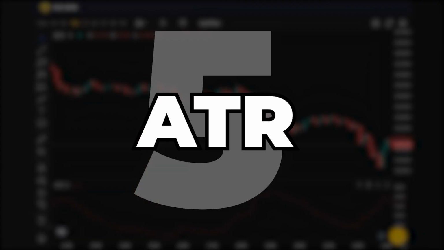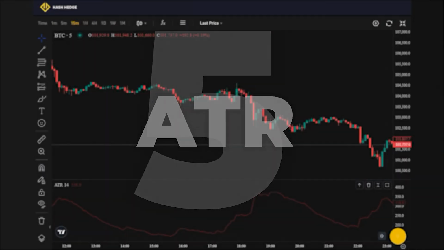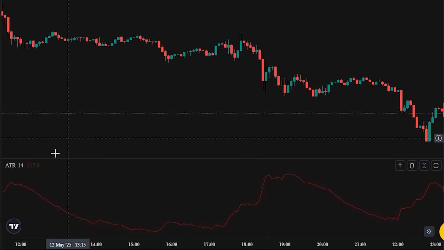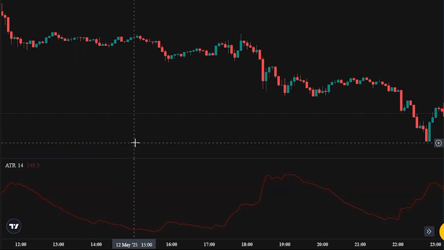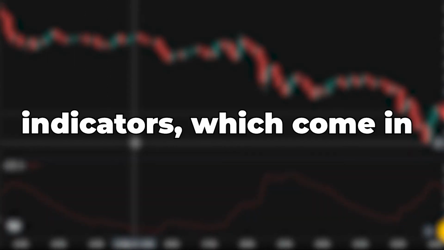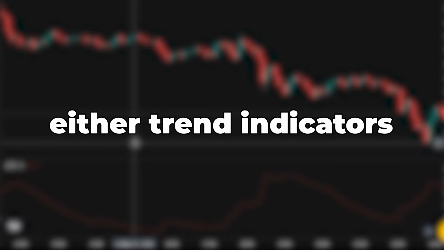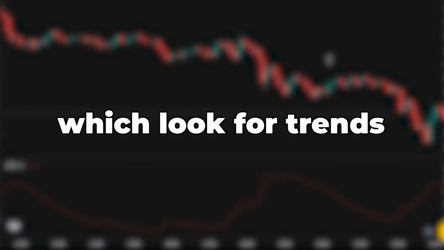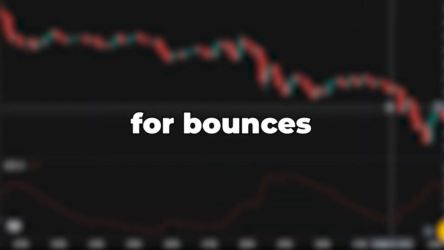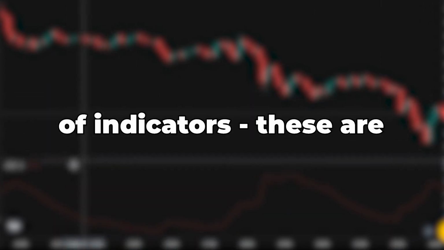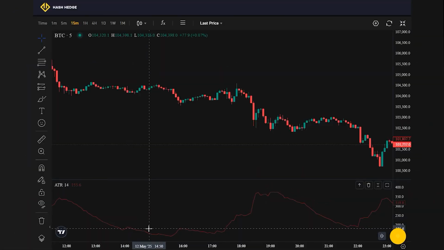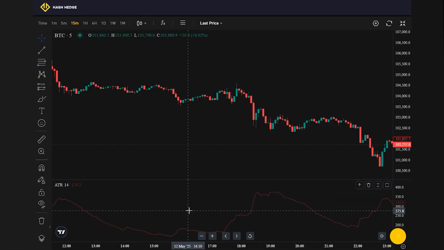Well, the last indicator, which is very underestimated by the market, which almost no one uses, but it provides a lot of information for traders. This is the ATR indicator, True Range Indicator. What does this indicator show? Unlike other technical indicators, which come in either trend indicators, which look for trends, or oscillators, which look for bounces, this is the third category of indicators. These are volatility indicators. It shows how high volatility is in the market right now.